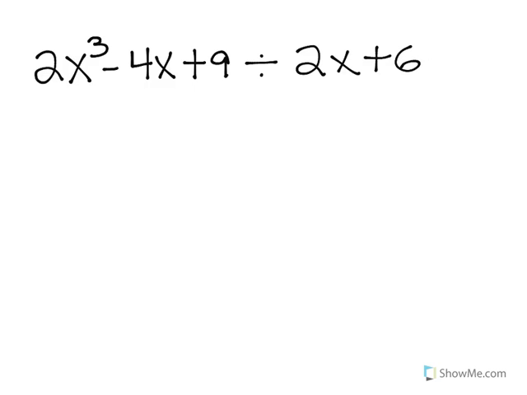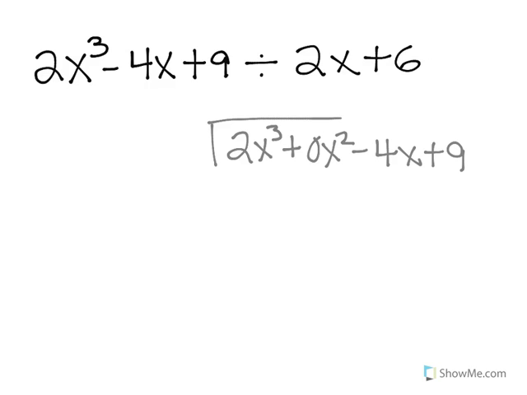Alright, so if I give you a problem like this, a dividend of a cubic function and a divisor of a linear, the first thing I notice is that I'm missing my quadratic term right here. So when we set up the division problem, we're going to need a placeholder, and I'll show you what that looks like. So we're going to say 2x to the third plus 0x squared minus 4x plus 9. So this whole thing is being divided by 2x plus 6.